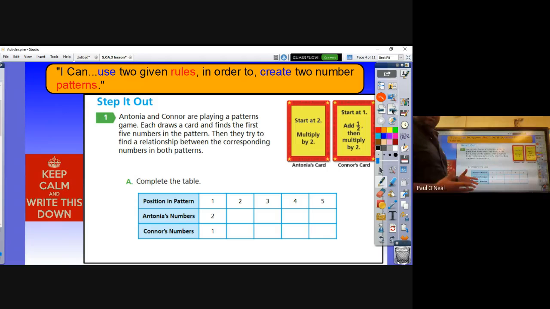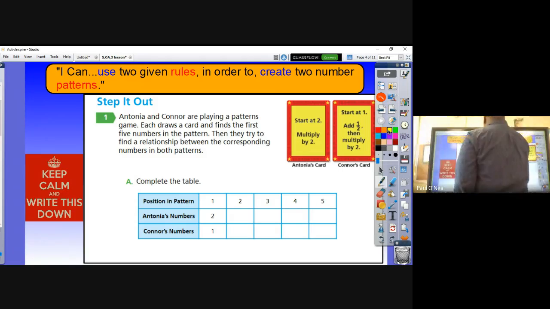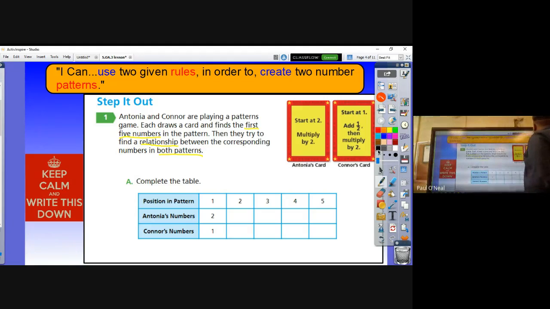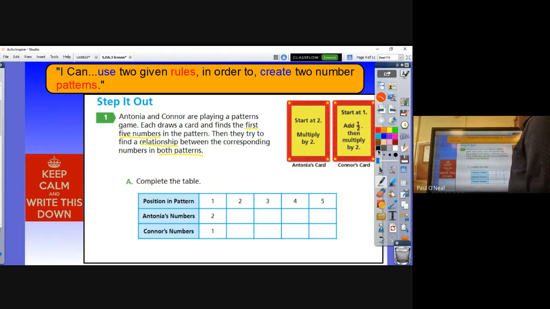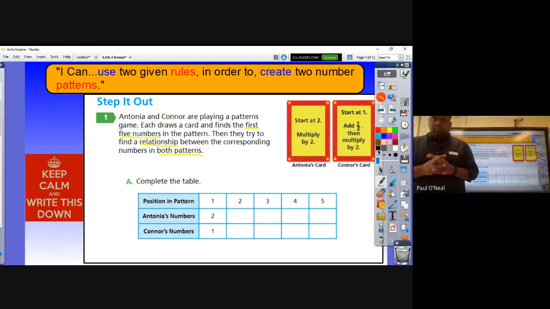All right, again, a lot of words, so let's break it down so we have a better understanding, okay? It says that they are playing a game. Each draws a card and finds the first 5 numbers in the pattern. Then they try to find a relationship between the corresponding numbers in both patterns, okay? So they're finding the first 5 numbers, and they're finding a relationship between both patterns. Now, what is a relationship, of course?